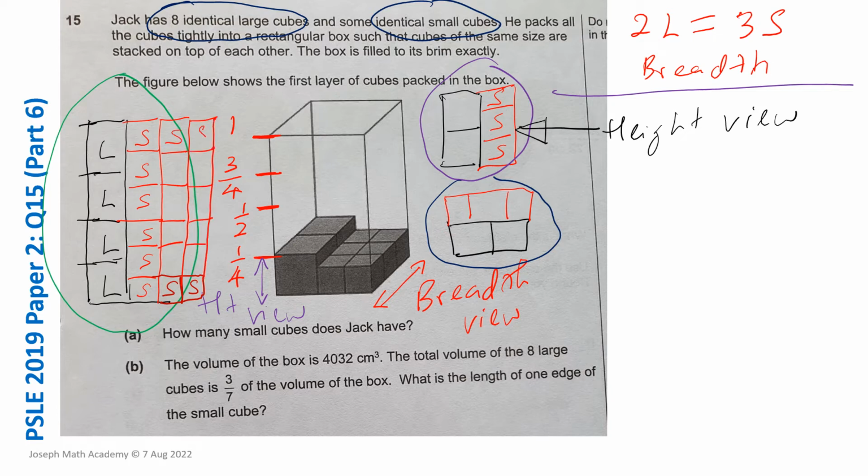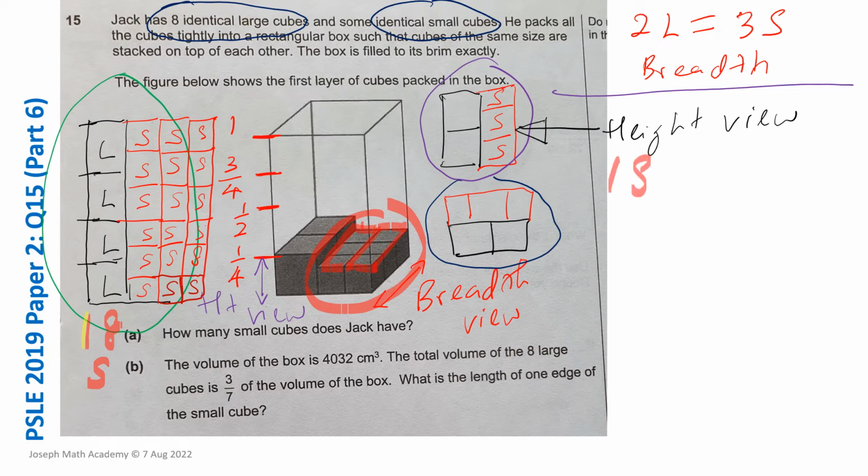So in total, 6 times 3 gives you 18 small ones, right? So there are 18 small ones there. Now, take note. Over here, it shows 2 sets. There are 2 sets here, 1 and 2.